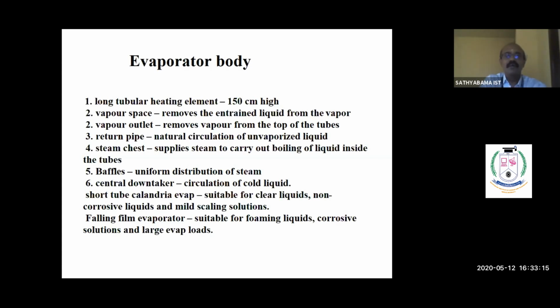will take place. So in the case of short tube calandria evaporators, they are suitable for clear liquids, non-corrosive liquids and mild scaling solutions. And then coming to the falling film evaporator, it can be used for foaming liquids, corrosive solutions and large evaporation loads.